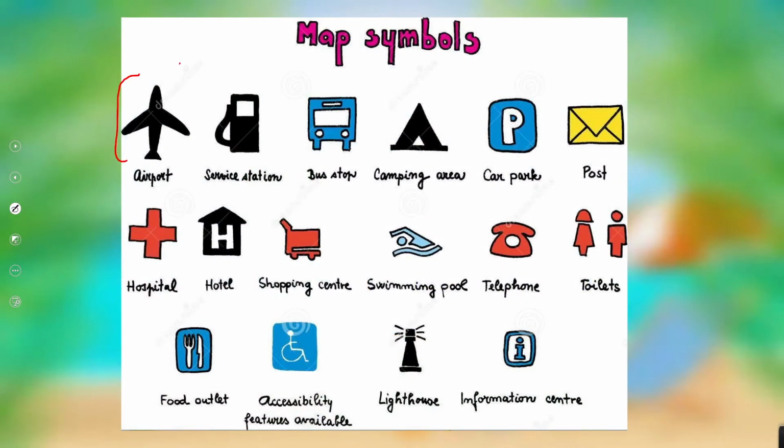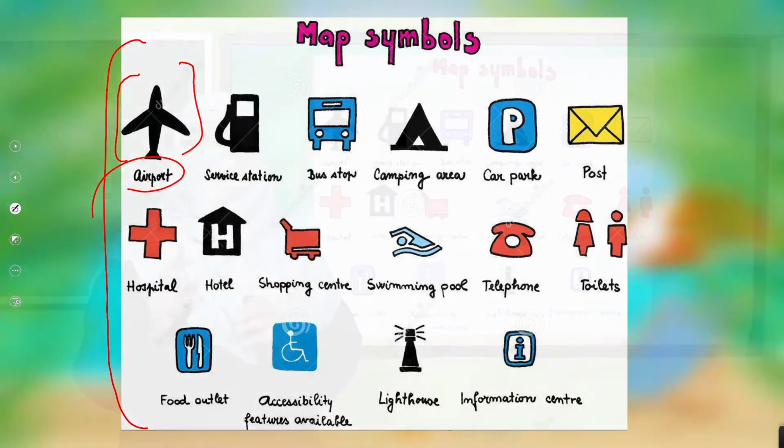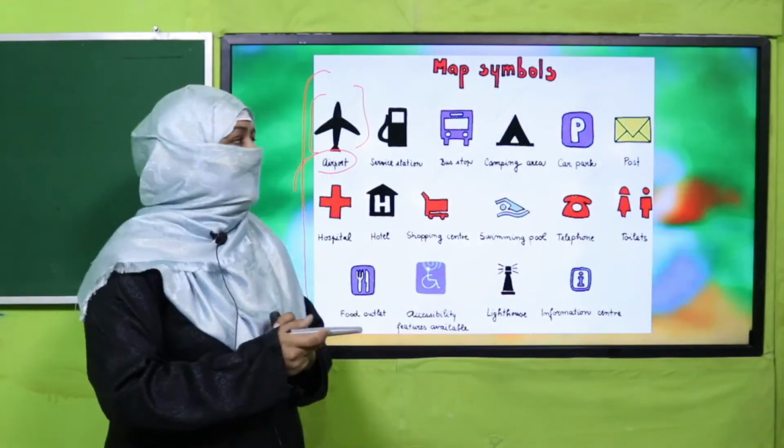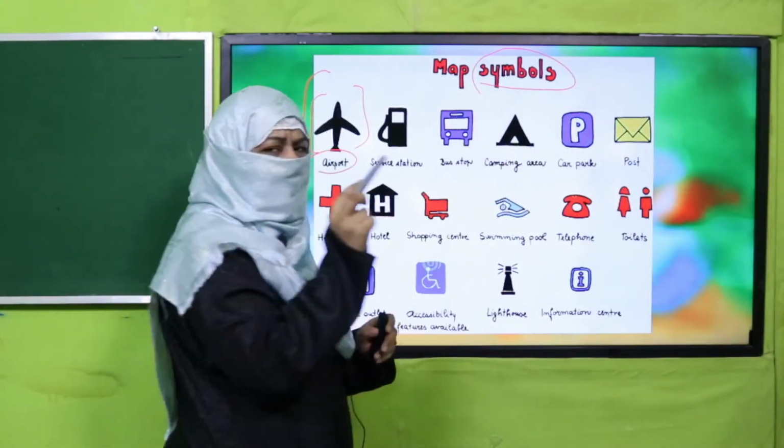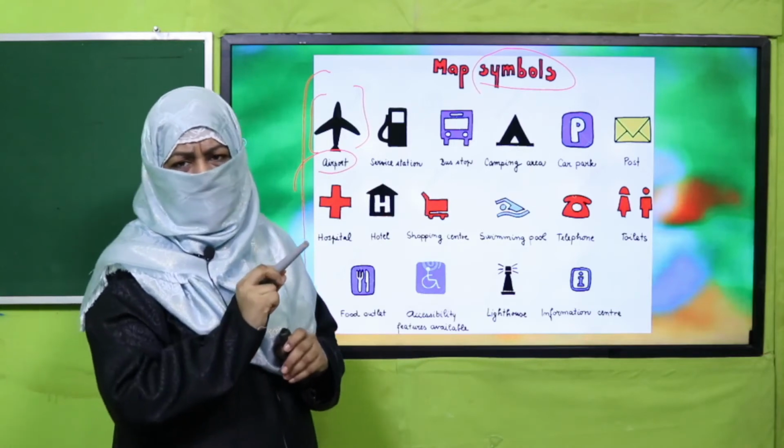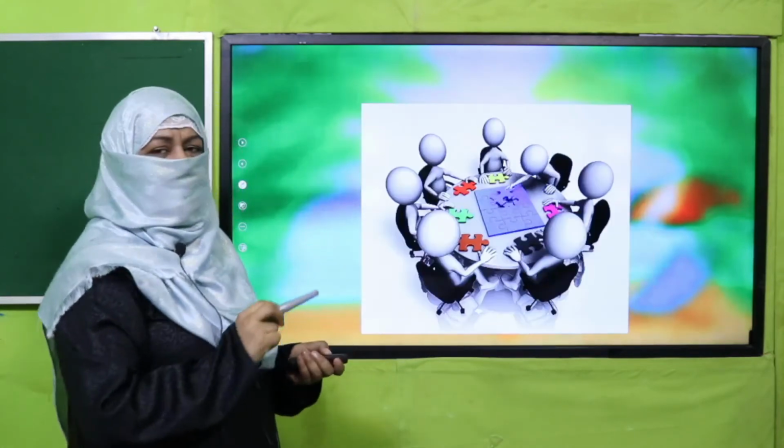Such types of symbols can be used for different things. Wherever the symbol is there, it's an airport or different types of things. They explain what to use on the map. They are different symbols. These are known as symbols. We know symbols are pictures which can tell different things.